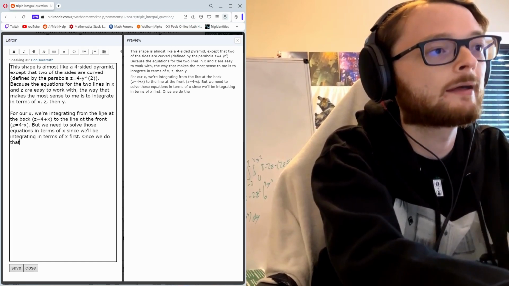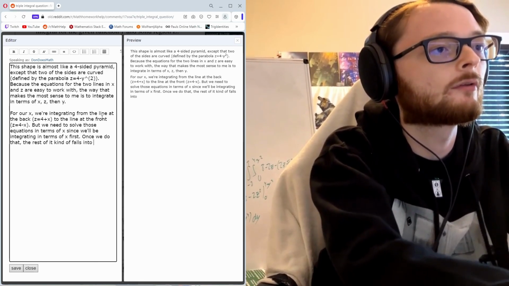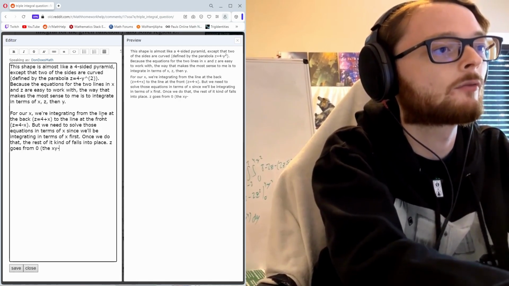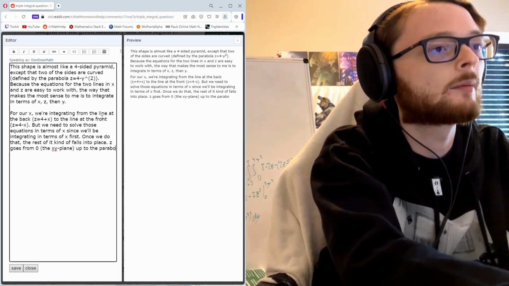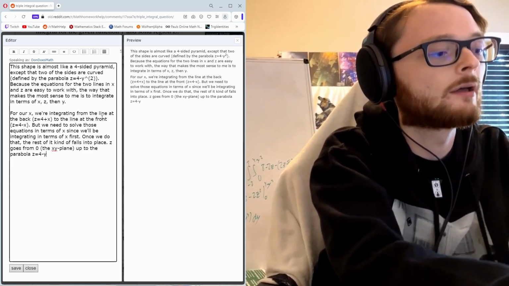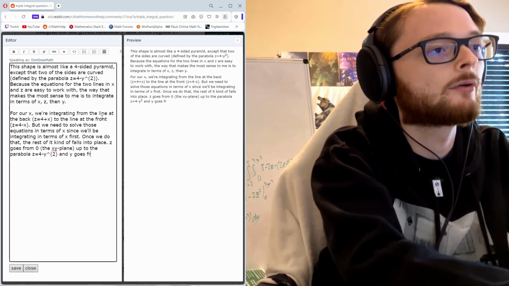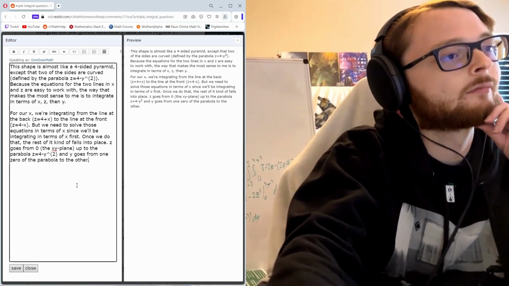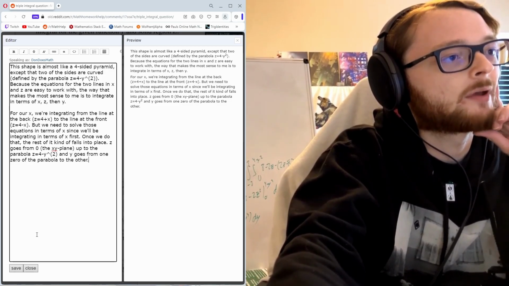Okay, once we do that, the rest of it kind of falls into place. Z goes from 0, the xy plane, up to the parabola z equals 4 minus y squared, and y goes from one side of the parabola to the other. And I think that's as much as I'm going to give them. Basically giving them almost all the bounds here, and hopefully that makes sense to them.